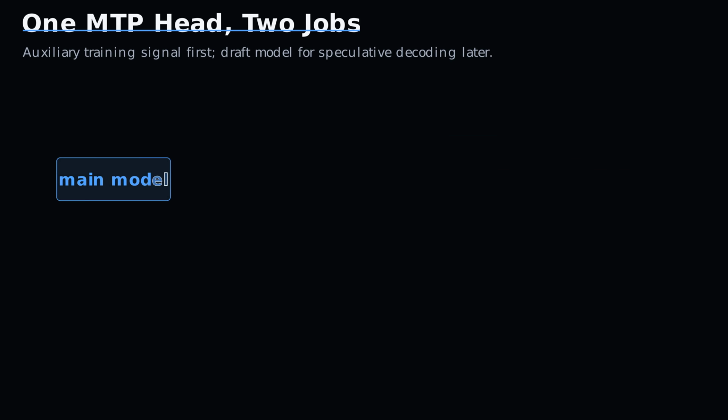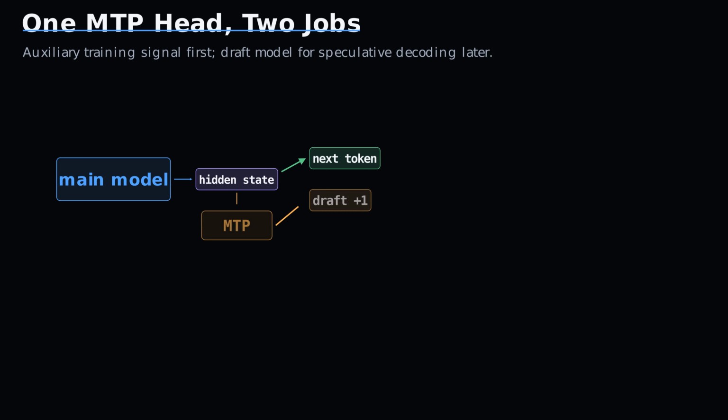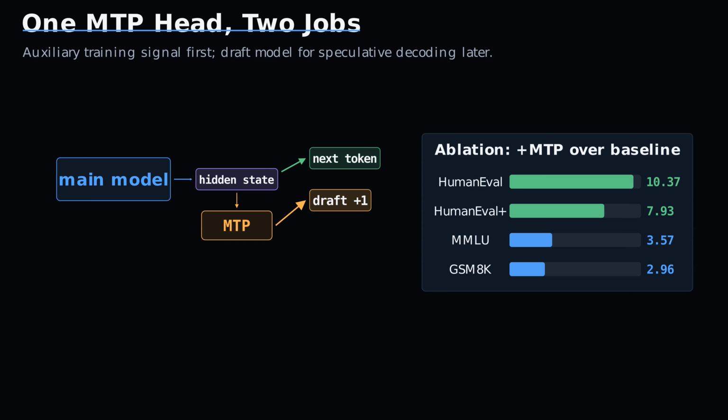The clever part is the MTP head. It predicts 1 extra future token during training. But at inference time, the same head can become a built-in draft model for speculative decoding, instead of a separate small model.